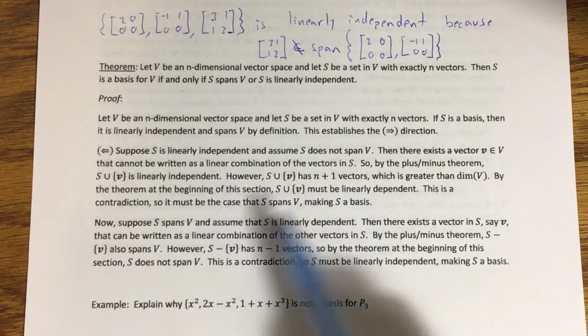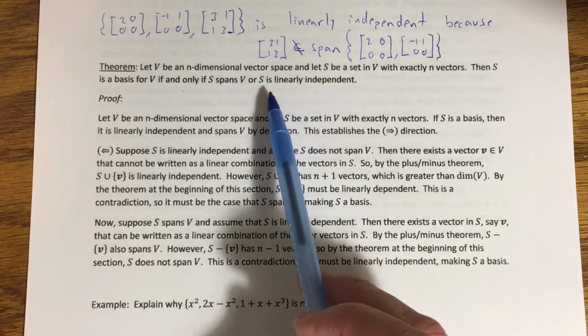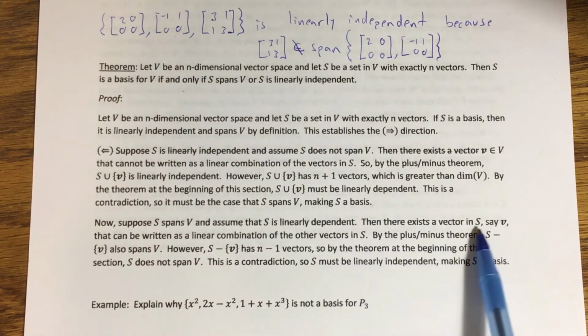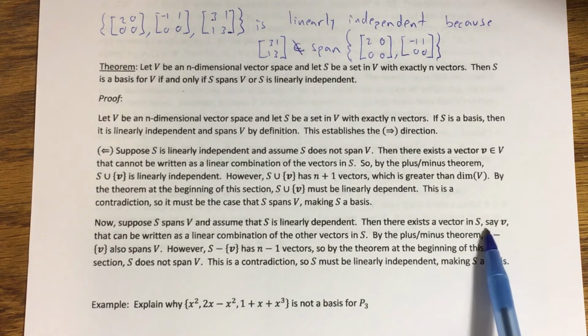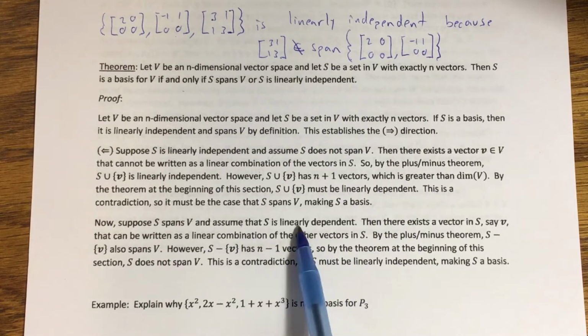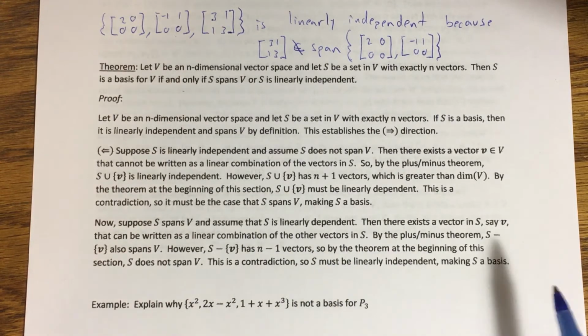Now we need to assume the other possibility. Instead of assuming S is linearly independent, assume that S spans V. So under that assumption, we're also going to try and proceed with a proof by contradiction. Assume S is linearly dependent. If I can show that that leads to a contradiction, then the implication is that S is actually linearly independent, and we will have proven this. There exists a vector in S, say V, again, that can be written as a linear combination of the other vectors in S. That's one consequence of linear dependence that we've talked about.